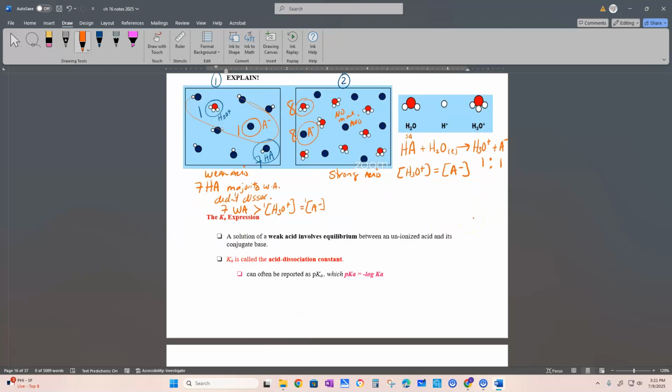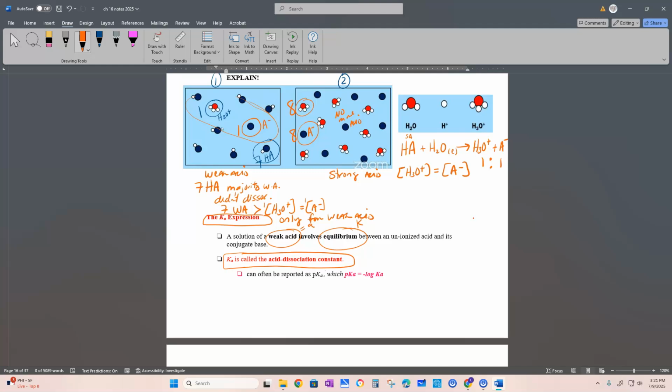Well, we have what's called Ka expressions. Okay? Obviously, K stands for equilibrium. So there's the K. And then the A is the acid. So Ka expression, and I'm going to write this big, only for weak acids. Okay? You only have Ka expressions for weak acids. Notice we didn't talk about this in the last video, strong acid. So the Ka is called the acid dissociation constant. So how much does it actually dissociate?